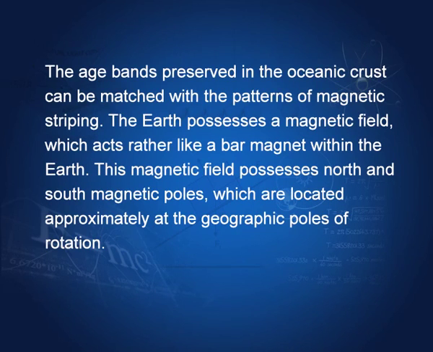The age bands preserved in the oceanic crust can be matched with the patterns of magnetic striping. The earth possesses a magnetic field which acts rather like a bar magnet. This magnetic field possesses north and south magnetic poles, as I have told you, which are located approximately at the geographic poles of rotation.